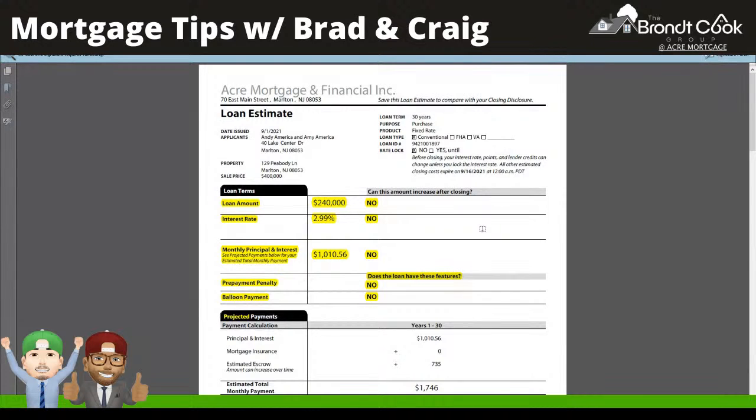Interest rate, can that go up after closing? If it's a fixed rate mortgage, it'll never go up. It's fixed for the duration of the term. So in this case, for 360 payments, it's going to be a 2.99% interest rate and never move.